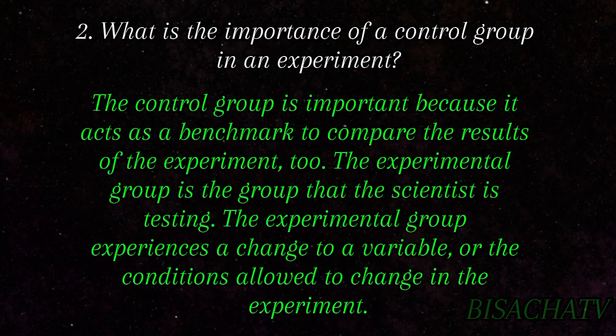The control group is important because it acts as a benchmark to compare the results of the experiment to. The experimental group is the group that the scientist is testing. The experimental group experiences a change to a variable, or the conditions allowed to change in the experiment.